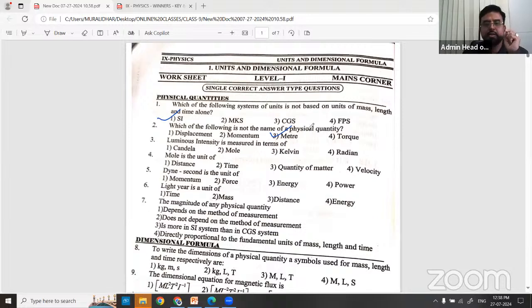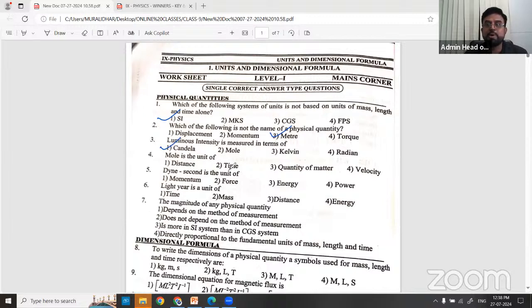Next, luminous intensity is measured in terms of what? This is one of the fundamental physical quantities, and its unit is candela. Mole is the quantity of substance, kelvin is temperature, radian is plane angle. Whereas the luminous intensity is measured in candela.